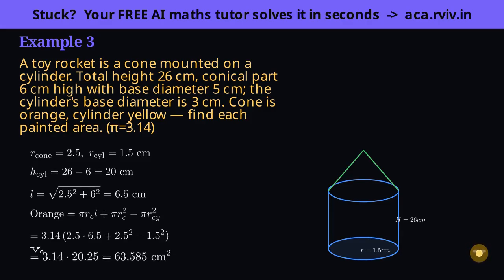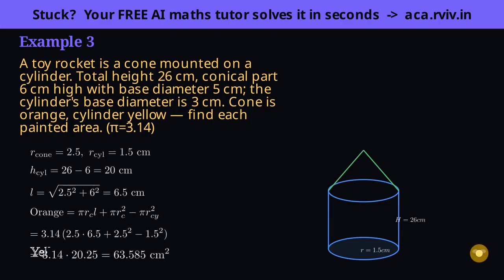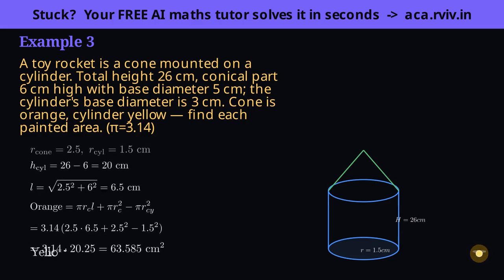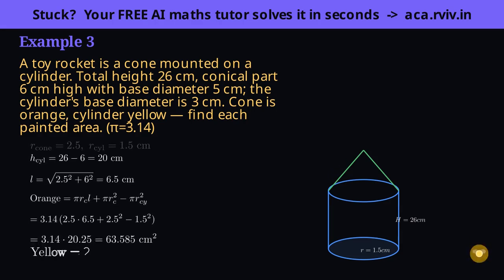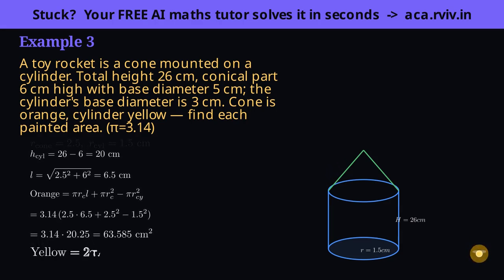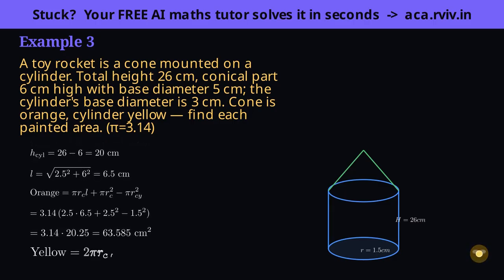Now the yellow, the cylinder. That's its curved wall, 2 pi r cyl h, plus just one base circle. Why only one? Read the solid, the bottom rests on the table so it's the one visible open base, while the top is hidden up inside the cone. So the cylinder shows its wall and its single bottom circle.